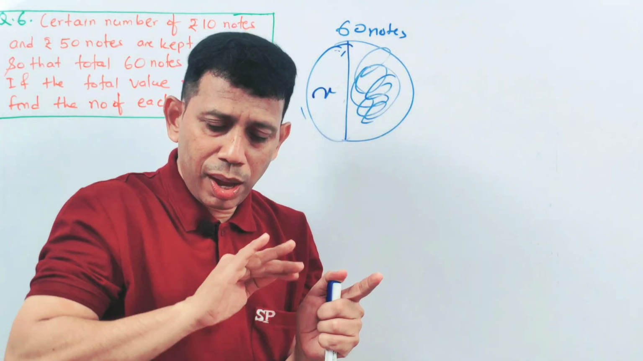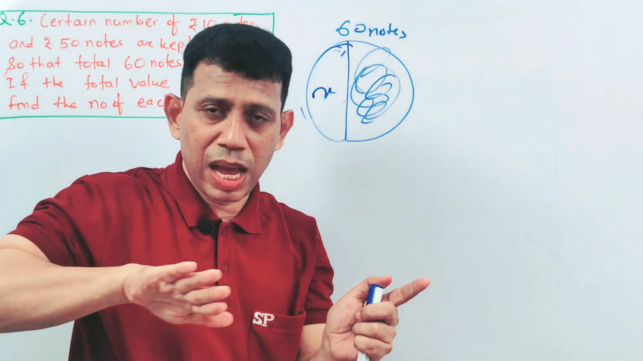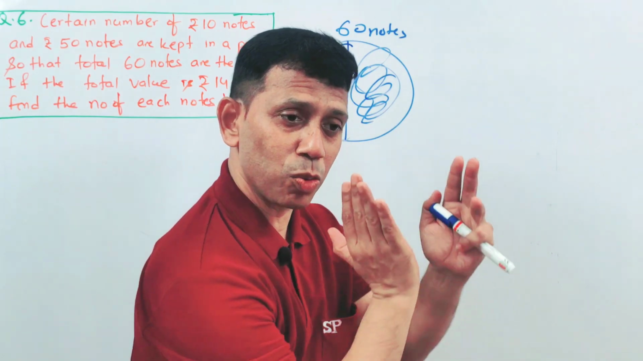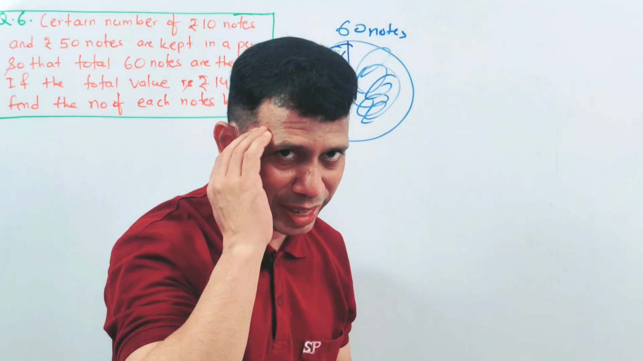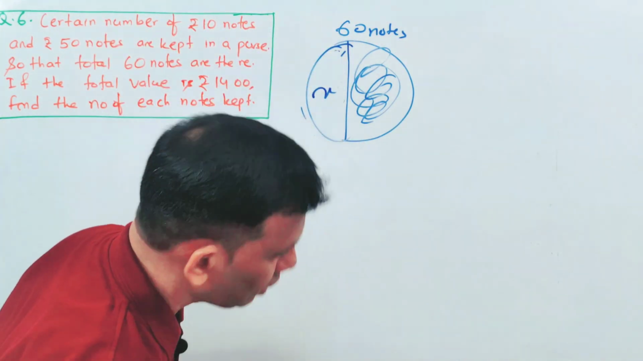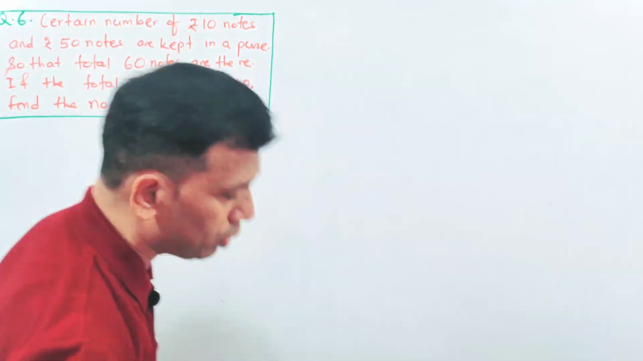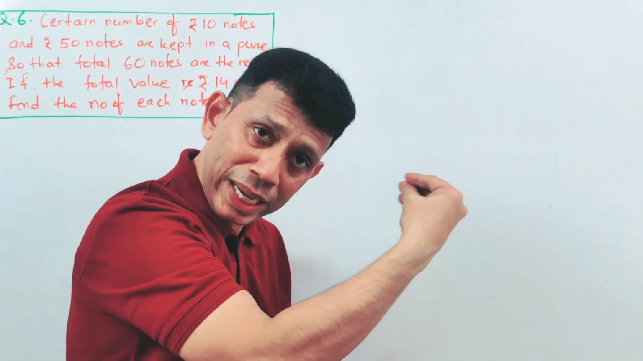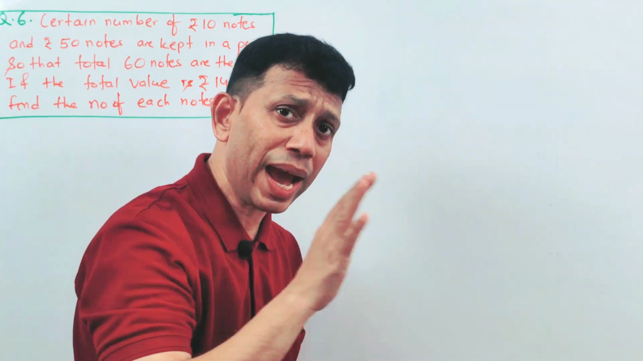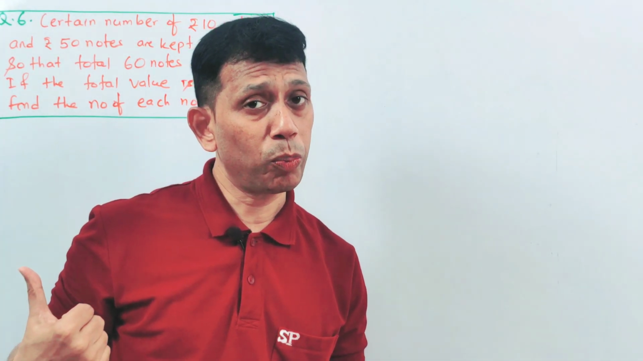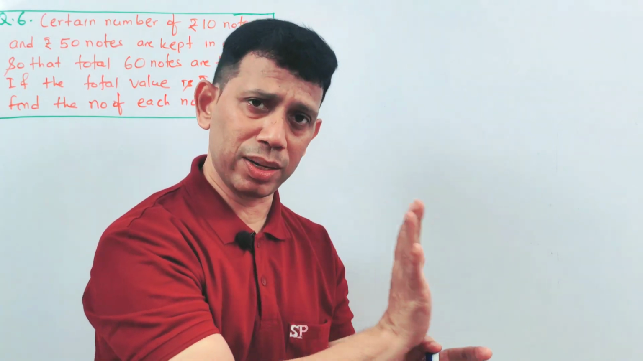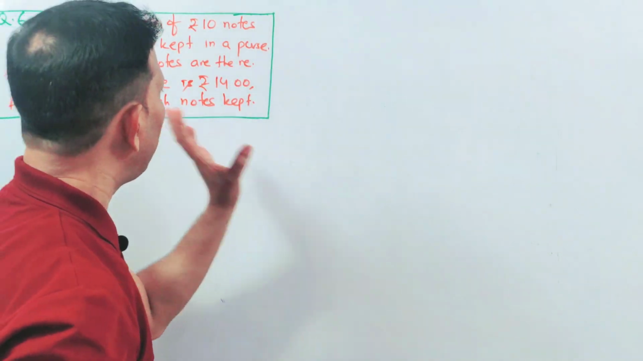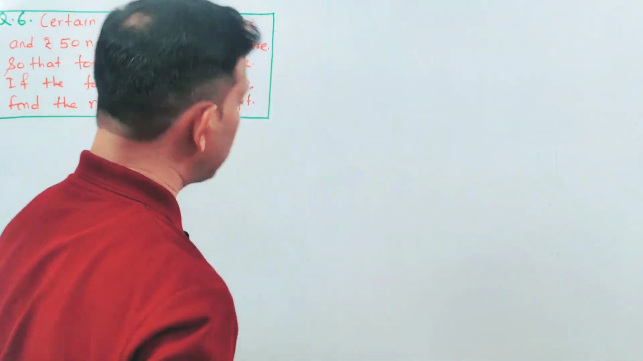Out of 60 notes, x are 10 rupee notes. So 60 minus x is the number of 50 rupee notes, right? Got the idea? This is a rough figure. If you take the number of 50 rupee notes as x, then the number of 10 rupee notes will be 60 minus x. Do the same according to you. Then the total value is 1400 rupees, so let us start the sum.